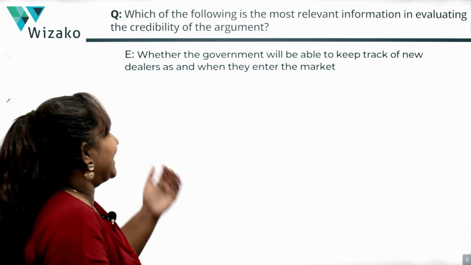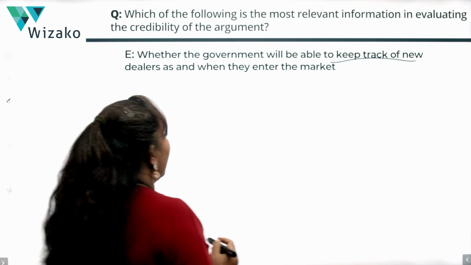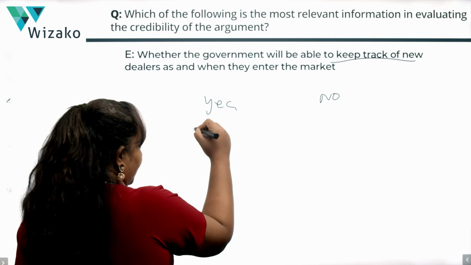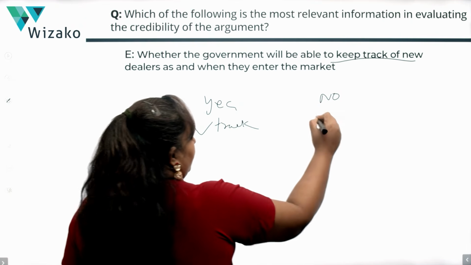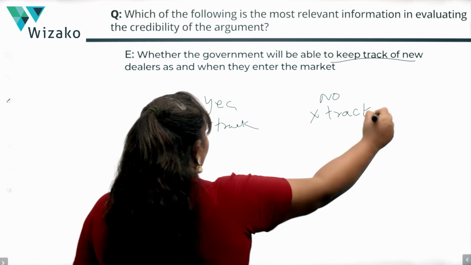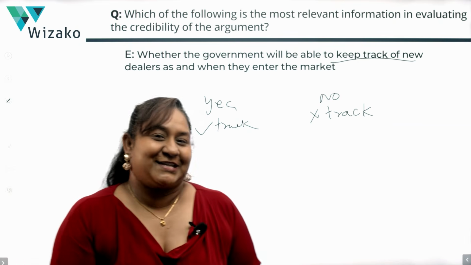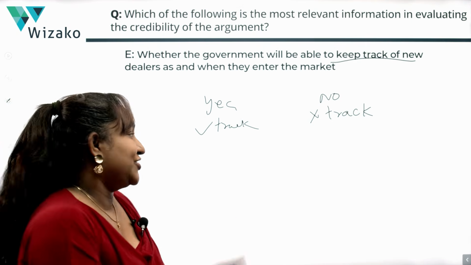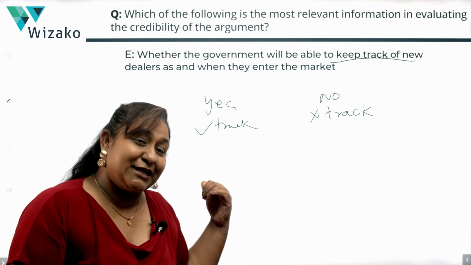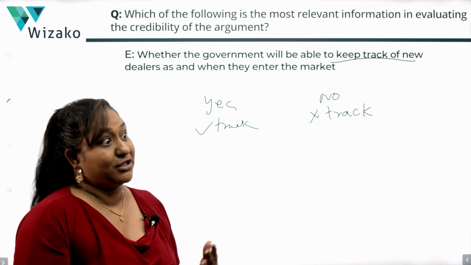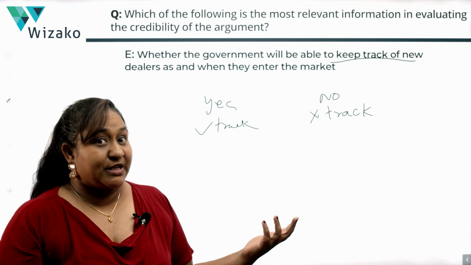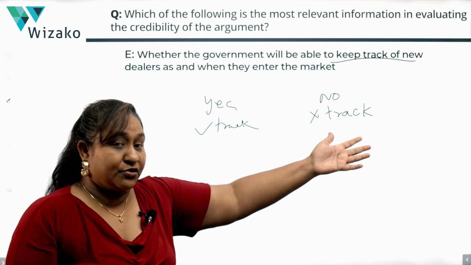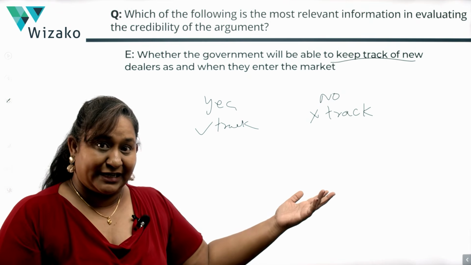Whether the government will be able to keep track of new dealers as and when they enter into the market. Let's answer a yes, no. Here they will be able to track. Here they will not be able to track. It's not about keeping track of dealers, is it? It's about prosecuting them. That's what the whole argument was about. So if I say yes, I'm keeping track, does that necessarily mean I'm catching and prosecuting them? Like I might know that this guy is a drug dealer, but I might never catch him in action. I might never be able to actually take legal action against him. And no, if they don't track, they're not going to be able to take legal action again.